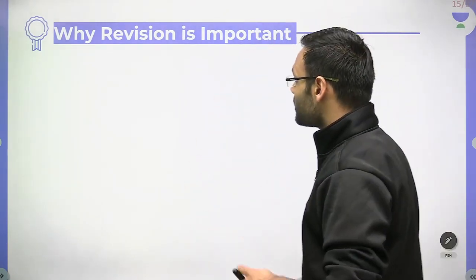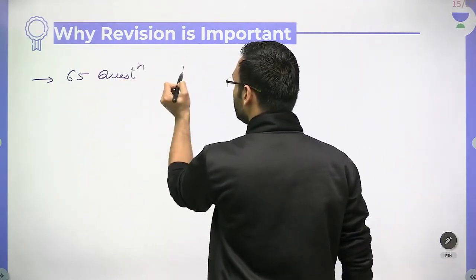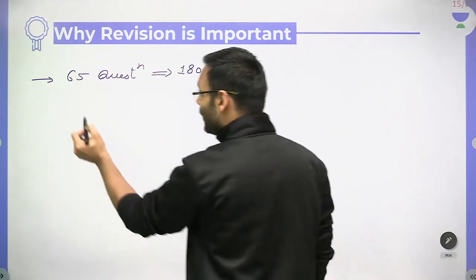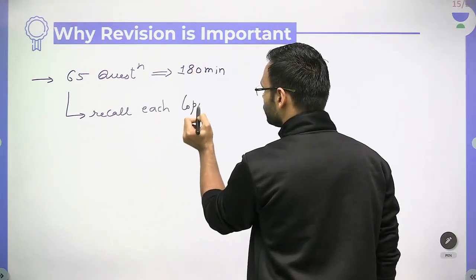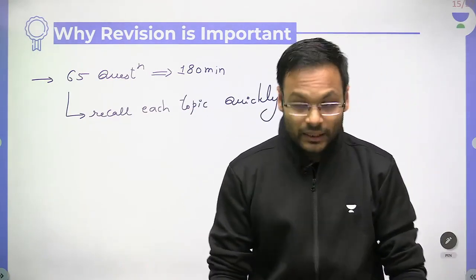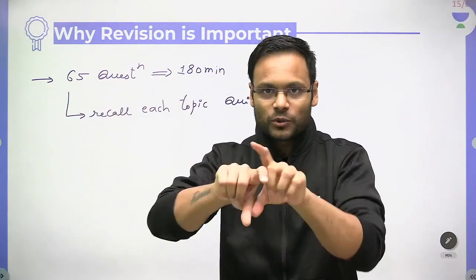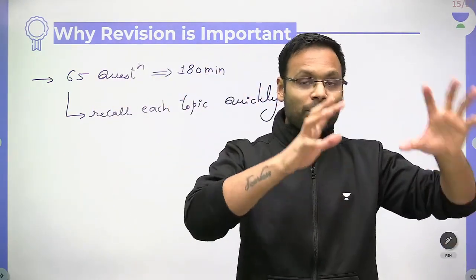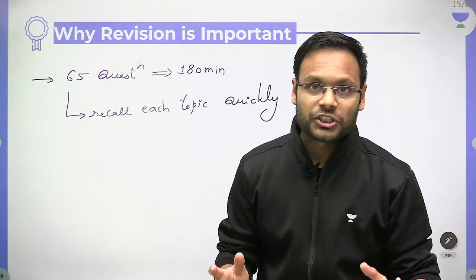So why is revision important? Just because in GATE, you will have to solve 65 questions in just 180 minutes. What happens? You will have to recall each topic quickly, like you can remember each and everything on the tip of your mind. If you see one question from cache memory, you can quickly recall, cache memory, I have learned this knowledge. If there is a question from cache mapping, direct mapping, we know that in direct mapping, we divide the address into three parts, what? Tag, block, byte. Immediately, everything you will have to recall, like a flash memory.